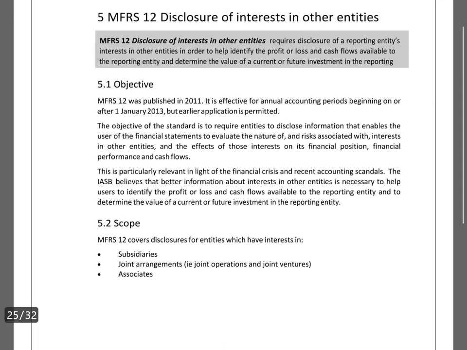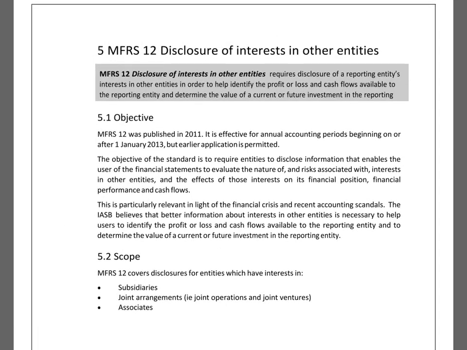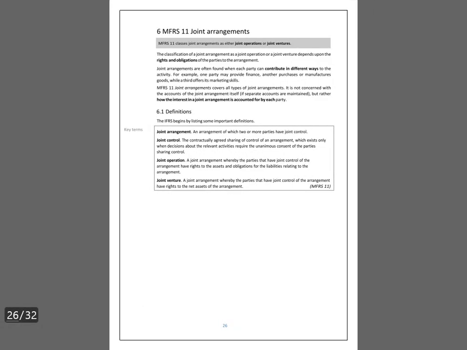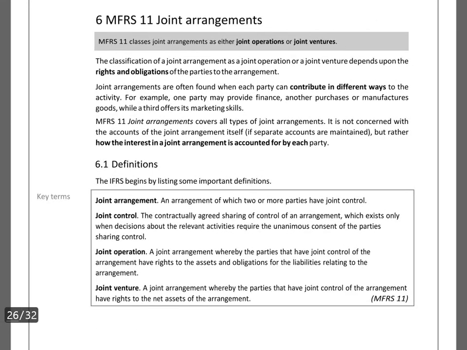For MFRS 12, the disclosure part, we can skip. And now will be joint arrangement. But joint arrangement cannot be skipped. Ready?